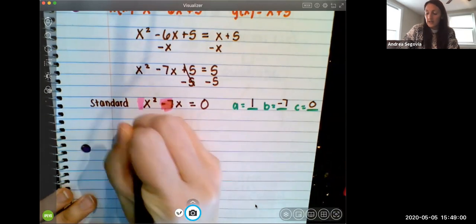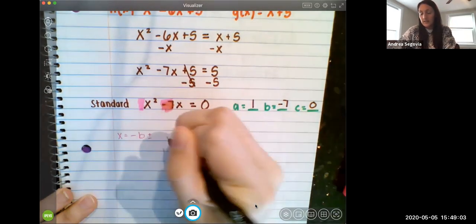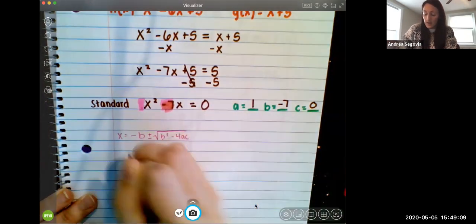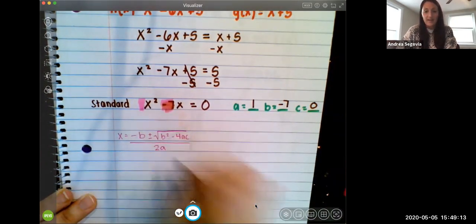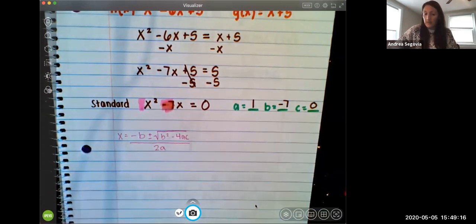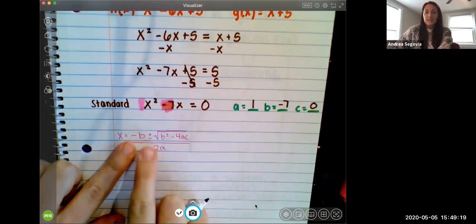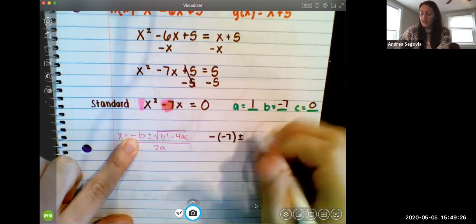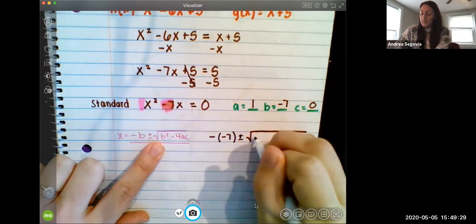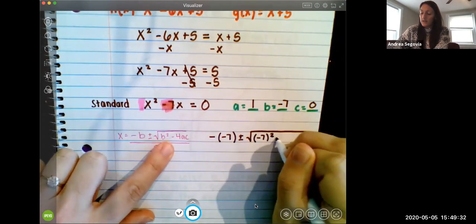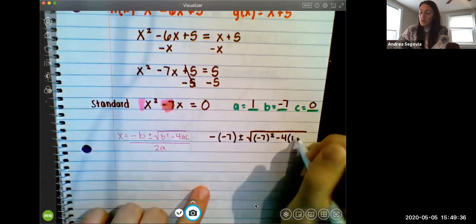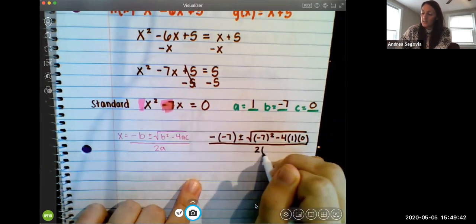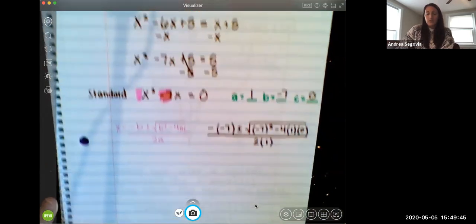x equals -b plus or minus the square root of b squared minus 4ac, all divided by 2a. So now we have our formula that we can plug everything into. Okay, here we go. x equals -b, which is -7, plus or minus the square root of b, -7 squared, minus 4 times a, which is 1, times c, which is 0, all divided by 2 times a, which is 1. All right, let's go back to our steps.